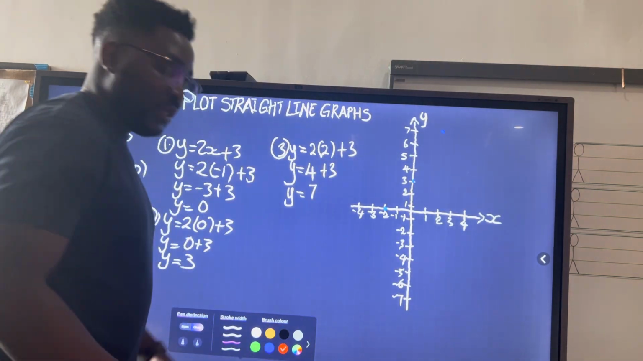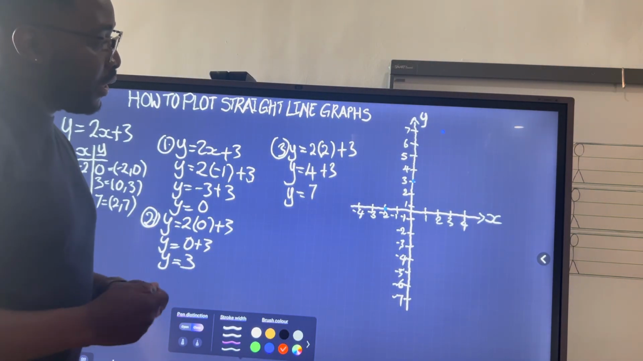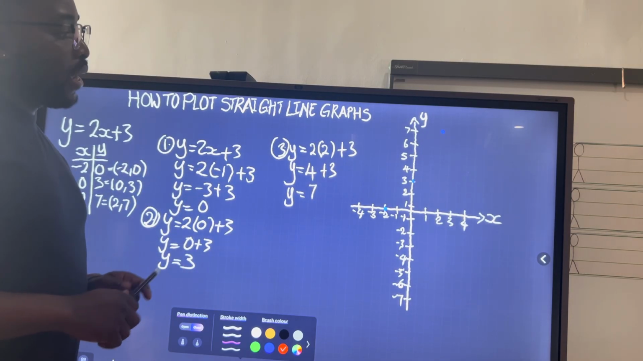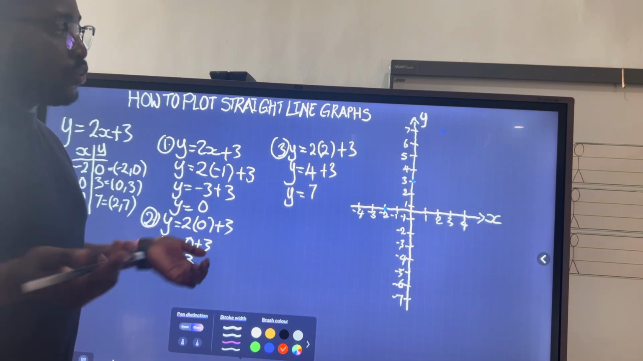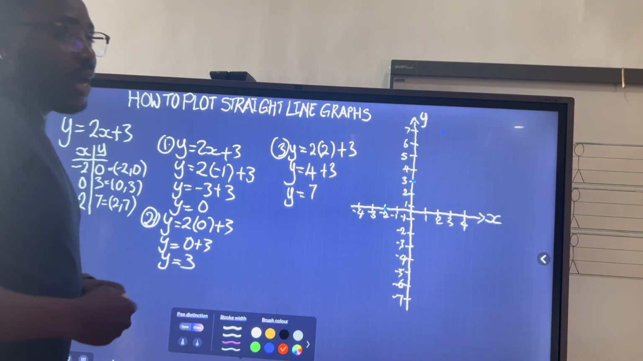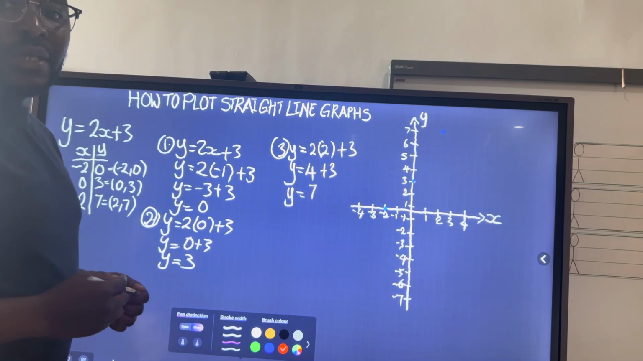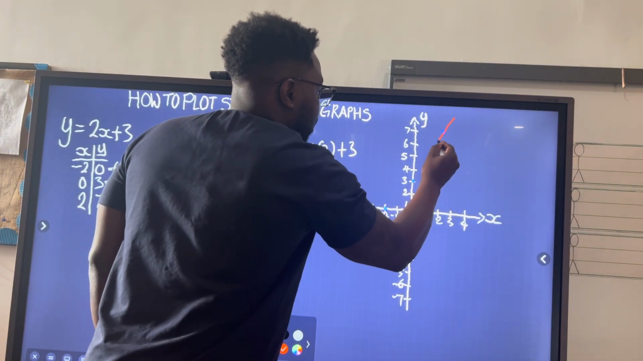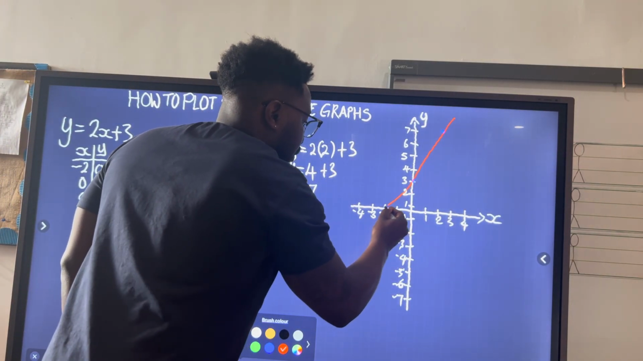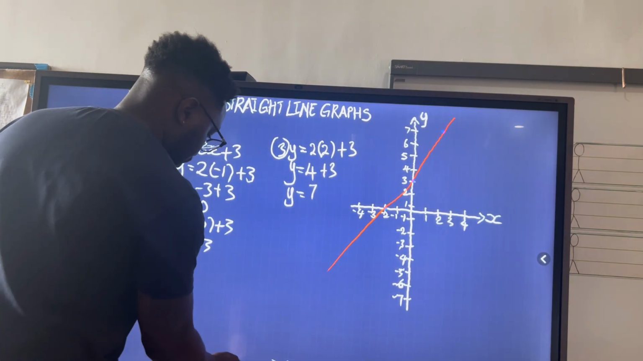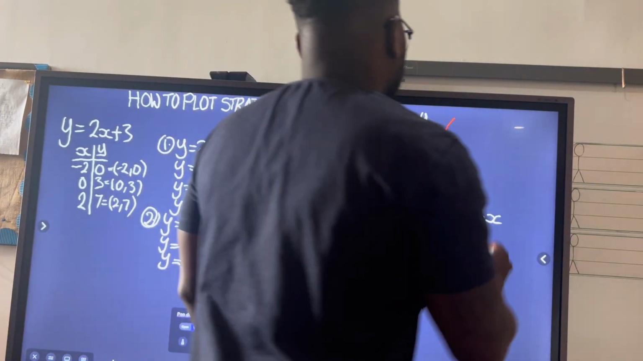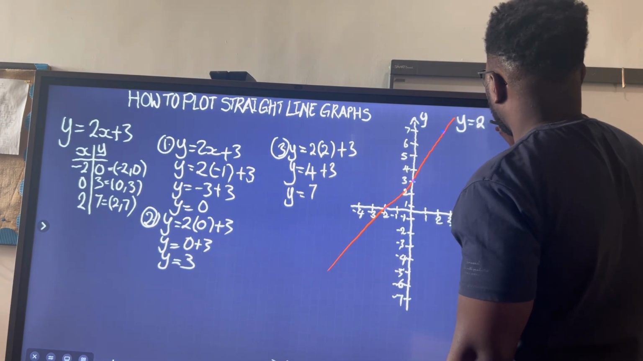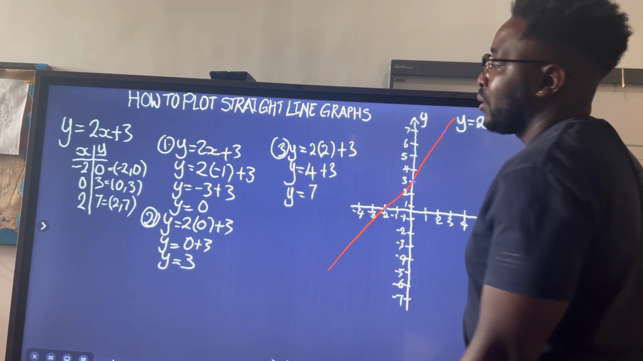So the remaining thing that we have to do is what? Join our points. And how do we do that? We do that by simply drawing a straight line, or joining them with what? With a straight line. So let's try to do that. Yes, there we go. And this is our graph of y equal to 2x plus 3.